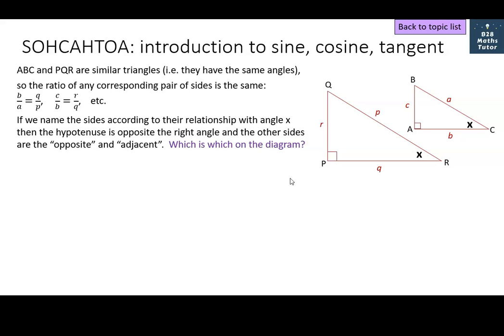Now we can name these sides according to their relationship with angle X. So the hypotenuse is always the one opposite the right angle, and the other two sides are the opposite, which is opposite angle X, and the adjacent, which is adjacent to, in other words, next to angle X, but isn't the hypotenuse. So take a moment to work out which is which on these two diagrams.